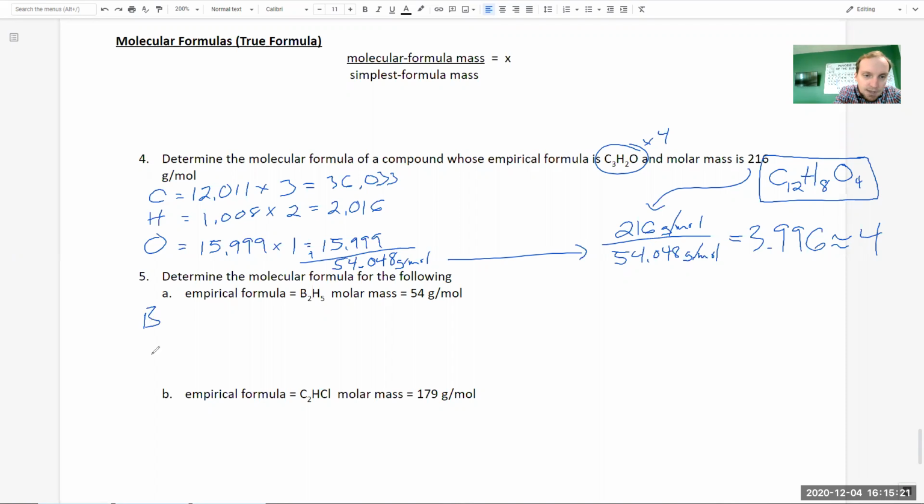So B and H, the mass of boron is 10.812. The mass of hydrogen is 1.008. I'm going to multiply by how many there are. There are 2 of those, and there are 5 of those. That's going to be 5.040, and this is going to be 20 something.